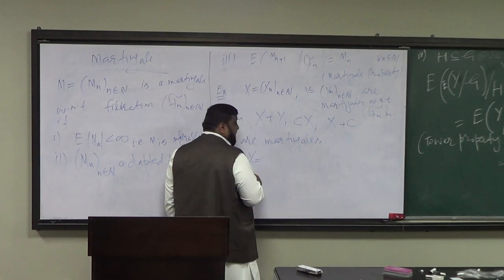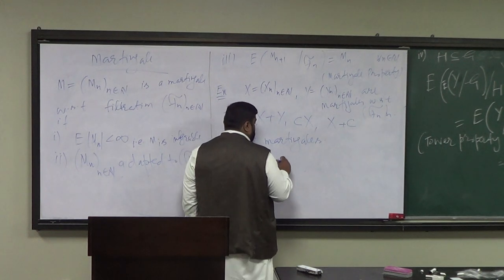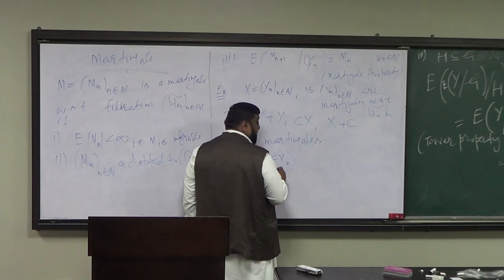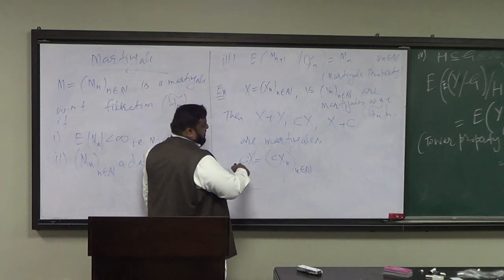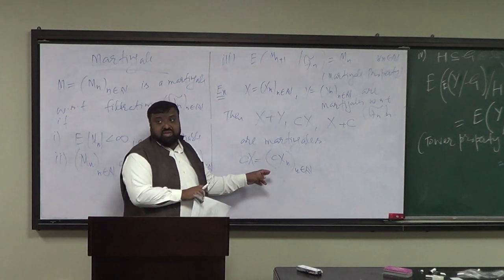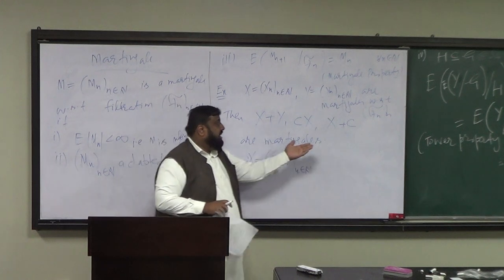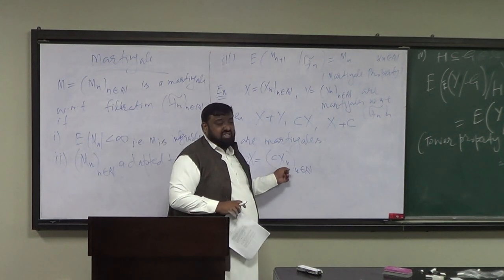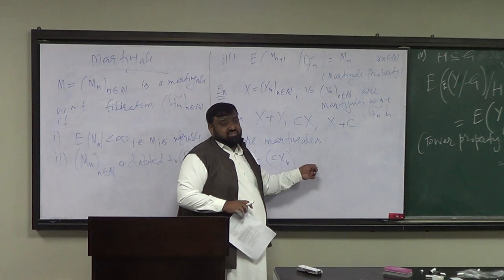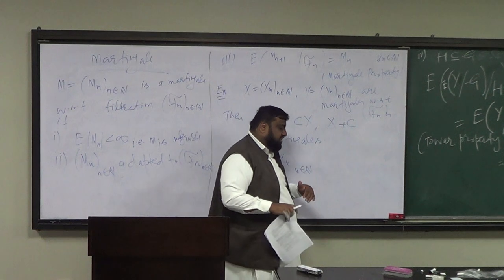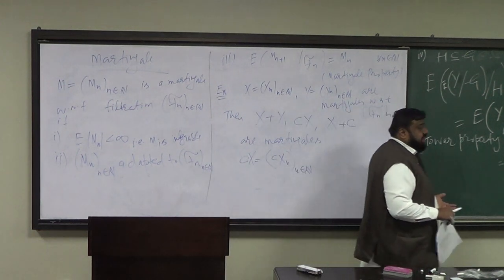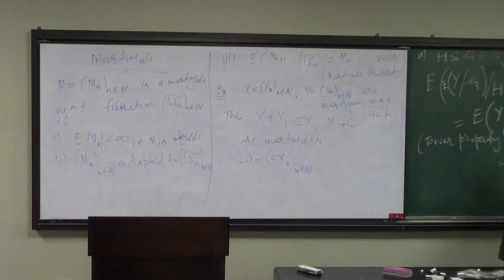I'm sure you understand that by CX I mean take Xn and multiply by C for each n. And if Xn is a martingale, this is a martingale. And by X plus C I mean that Xn is shifted by plus C. So if you take two martingales, take their sum, multiply them by scalars, and add some scalar to it, this would still be a martingale.